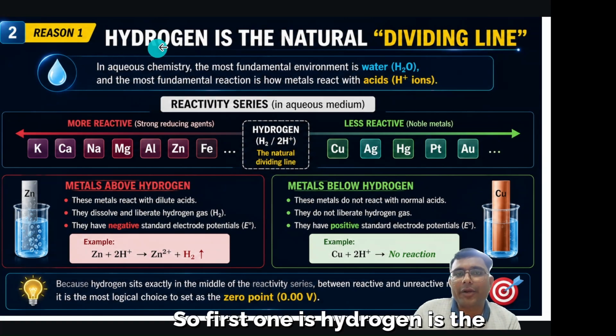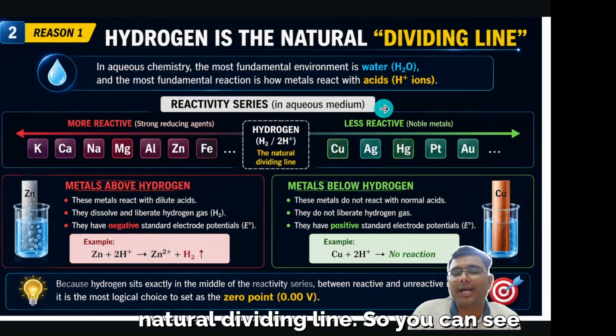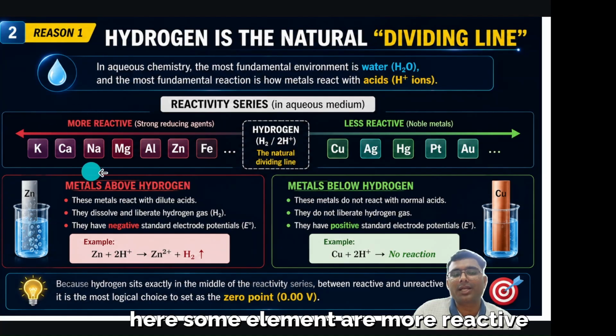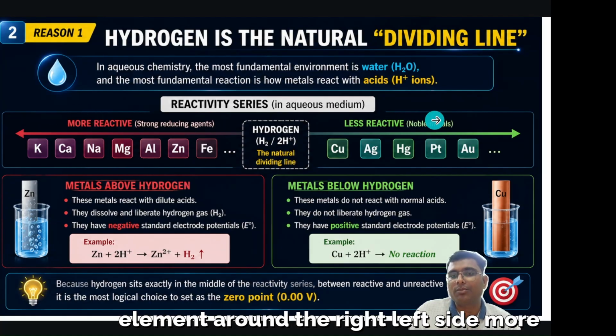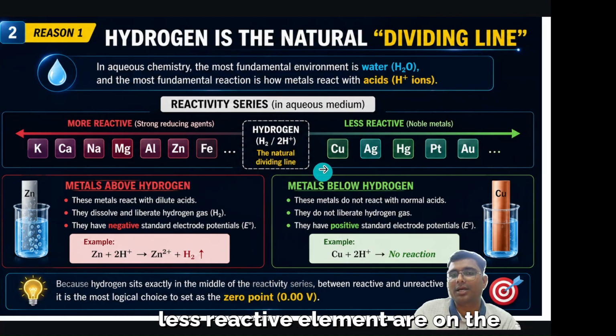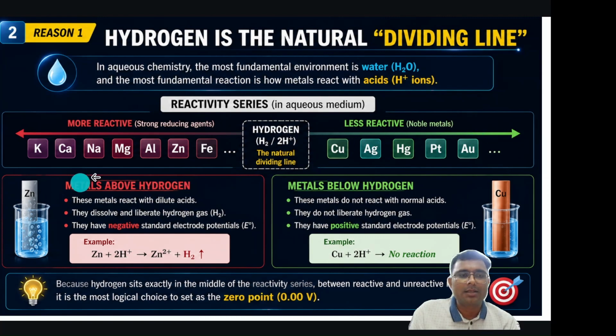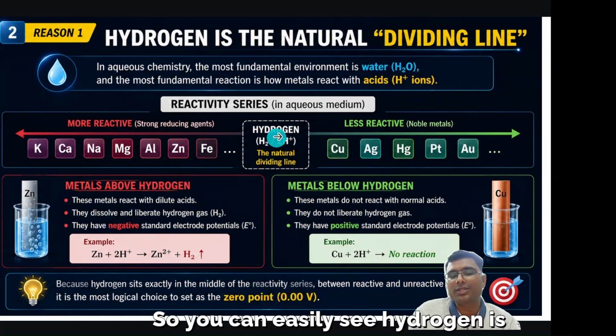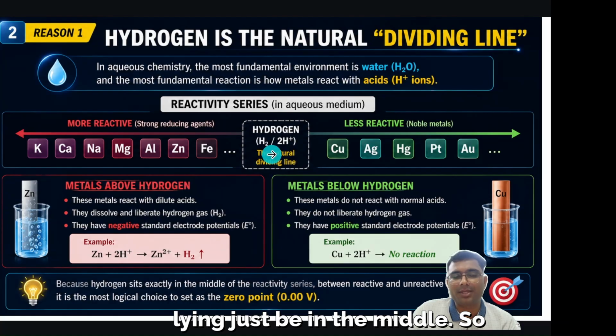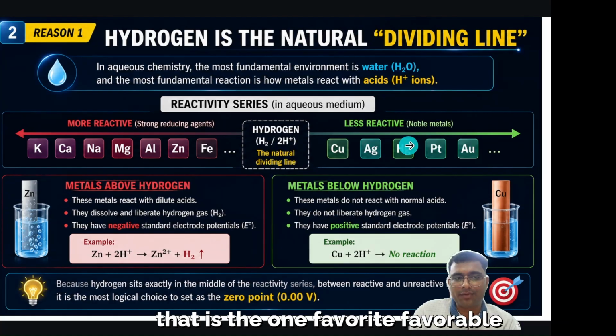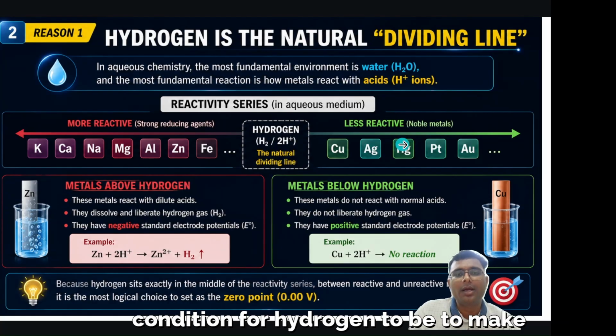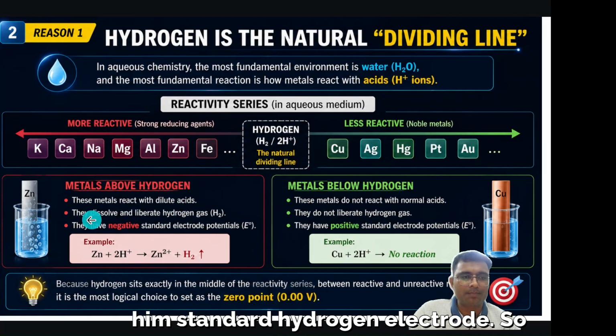The first one is that hydrogen is the natural dividing line. You can see here that the more reactive elements are on the left side, and the less reactive elements are on the right side. You can easily see hydrogen is lying just in the middle. That is one favorable condition for hydrogen to be the standard hydrogen electrode.